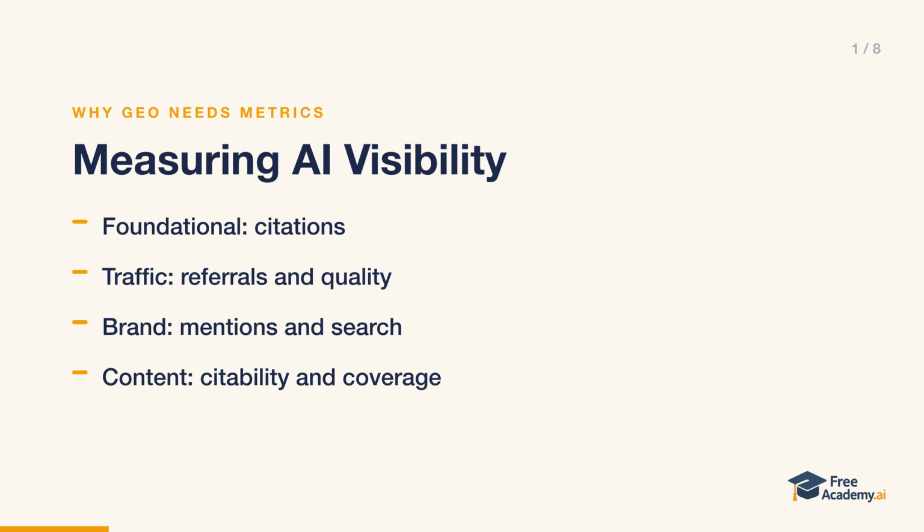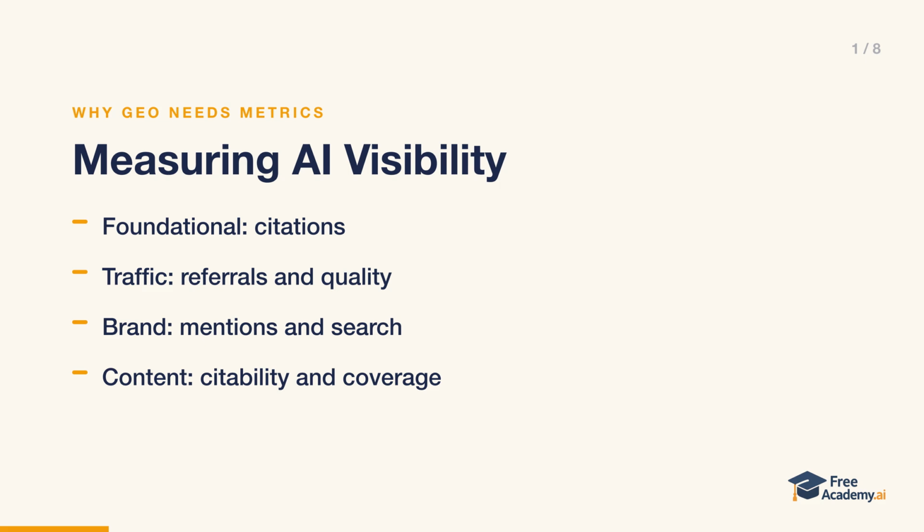To manage GEO effectively, you need clear metrics. Without them, you are guessing about whether AI systems actually cite you, and guessing does not scale. In this lesson, we walk through the key performance indicators for measuring AI visibility success. We group them into 4 families.